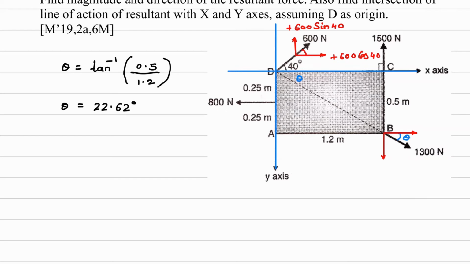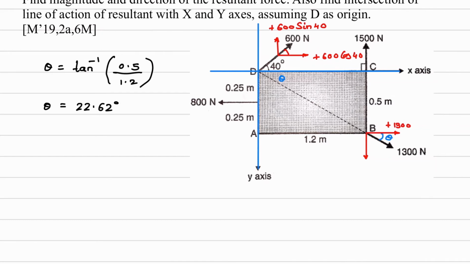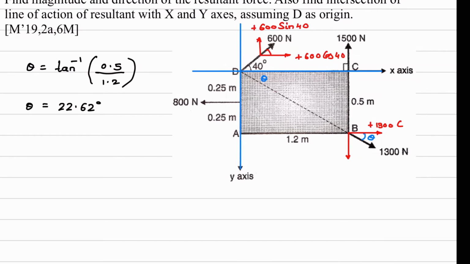Angle with respect to x is theta. So this will be, right side is plus 1300 cos 22.62, and bottom side it will be minus 1300 sin 22.62.